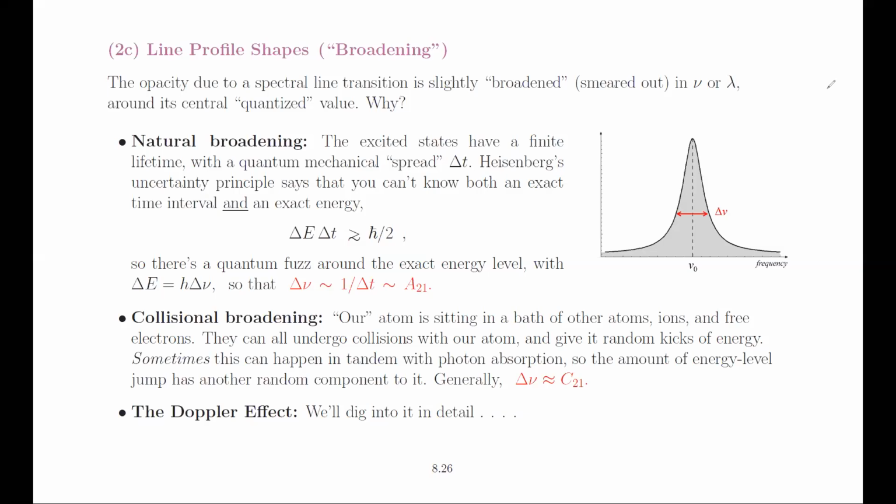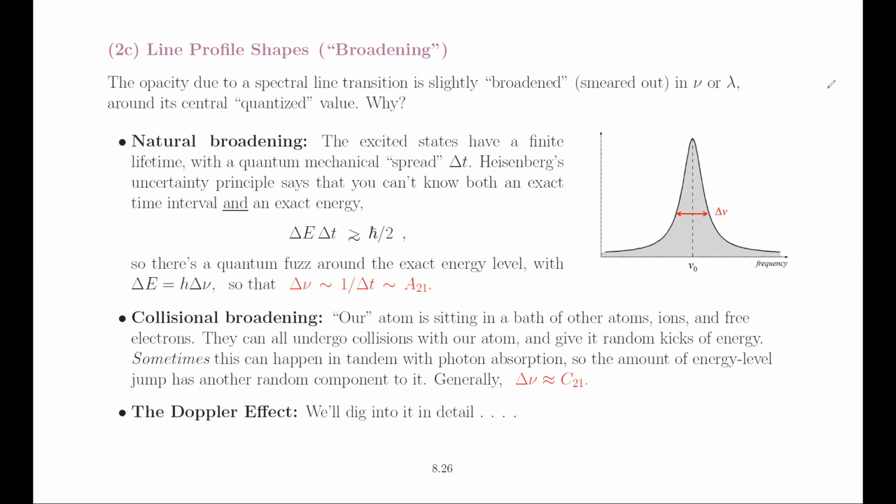So the next thing that we should talk about is what we call line broadening. In other words, what is the actual shape of the spectral line in the spectrum? Up till now, we've really been talking about the line as if it exists exactly at one frequency, right? This central frequency that we've been calling nu naught, or maybe lambda naught for the central wavelength. But in reality, there's always going to be some little finite spread of opacity at nearby frequencies and wavelengths also.